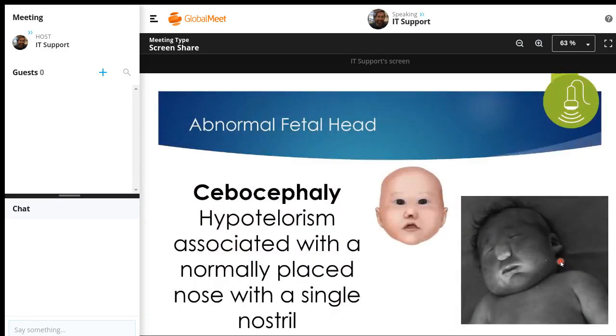So we'll talk about sebocephaly. This is hypotelorism associated with a normally placed nose with a single nostril. Hypotelorism has to do with eyes that are not in the correct position. They're a little bit too close together. And then the nose is present, but it just has one nostril. So that's the definition of sebocephaly. So that's another abnormal facial condition that can happen with holoprosencephaly.